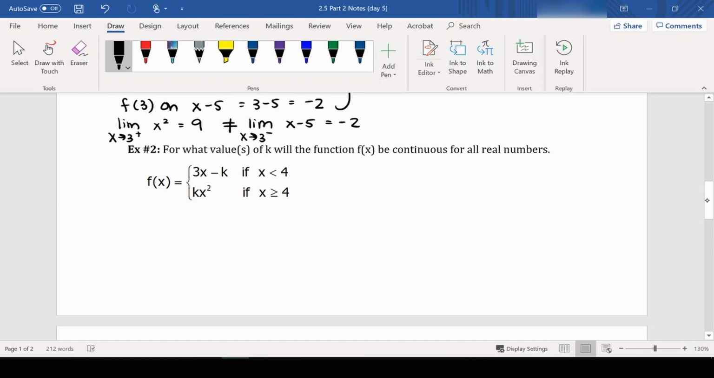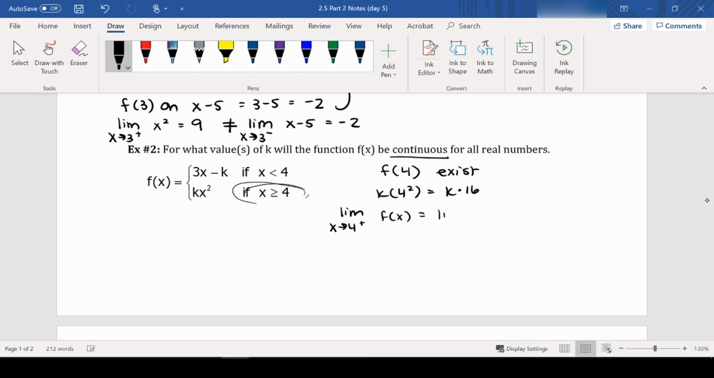This next one is saying, for what values of k will this be continuous? Well, in order for it to be continuous, I need f of 4 to exist. Well, it does, because if I'm on this piece, I have k times 4 squared, which is k times 16. Well, that's going to exist. Okay. I also need the limit as x approaches 4 from the right to equal the limit as x approaches 4 from the left. I need that to be true.